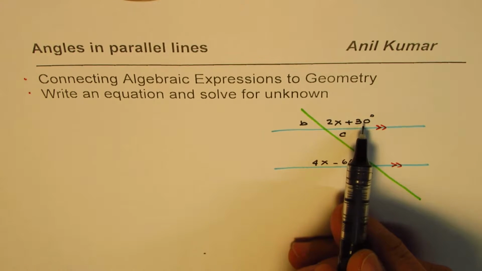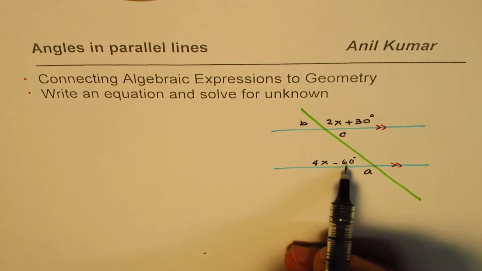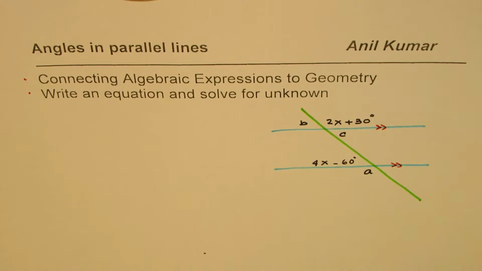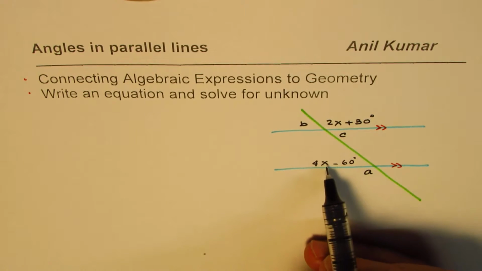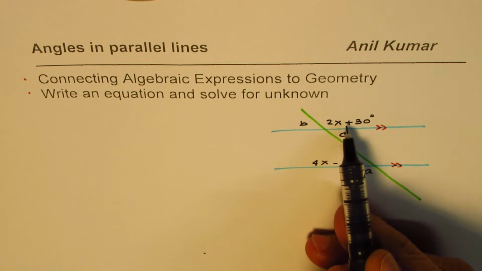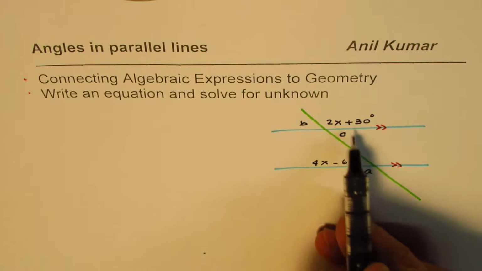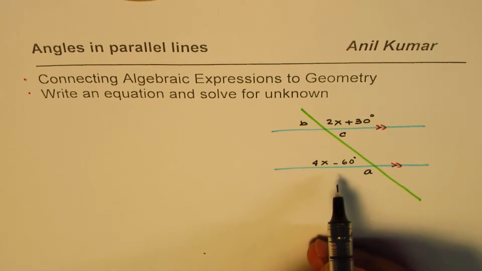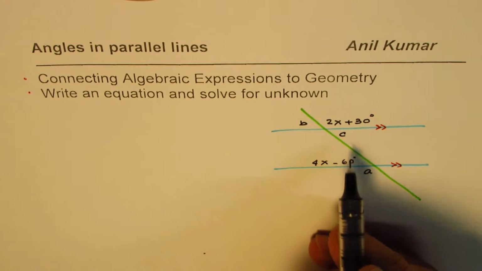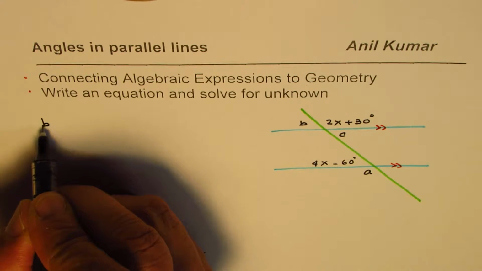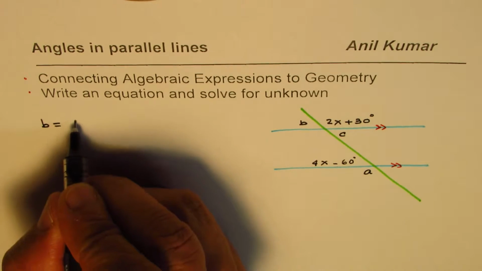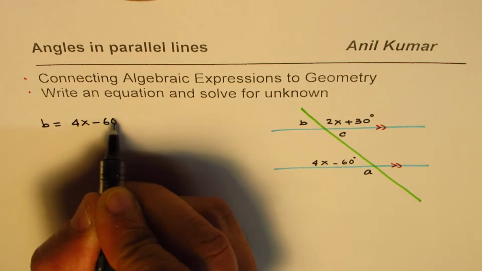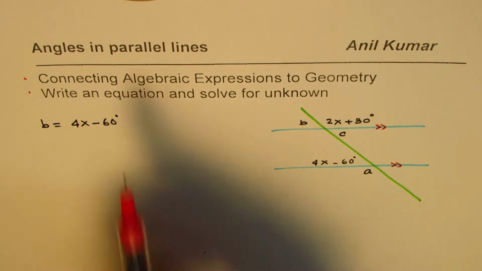Now 2x plus 30 degrees angle with 4x minus 60 degrees. How are they related? This is what you need to figure out, right? So what do they form? As you know, this and that become alternate angles, and this angle basically forms a linear pair. Now from this diagram you can see that B is the corresponding angle to 4x minus 60. So B is equal to 4x minus 60 degrees because these are corresponding angles.